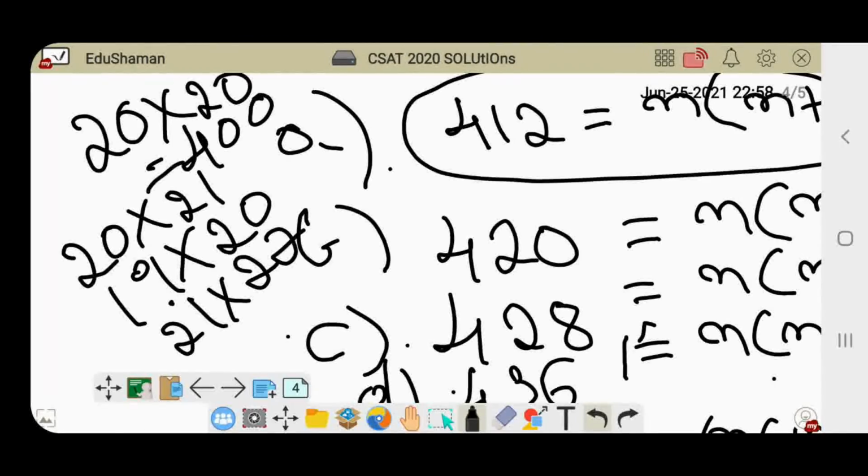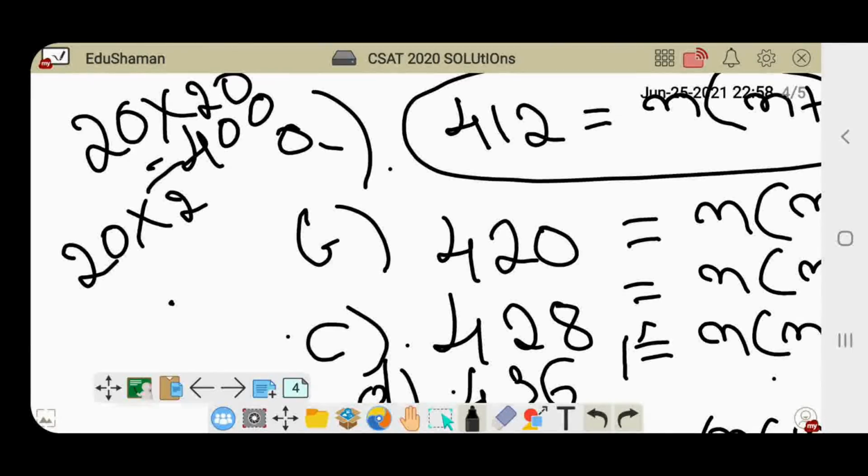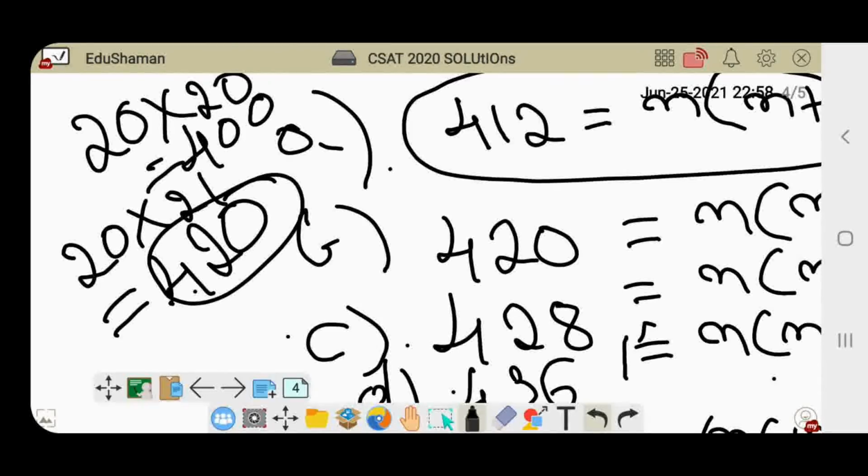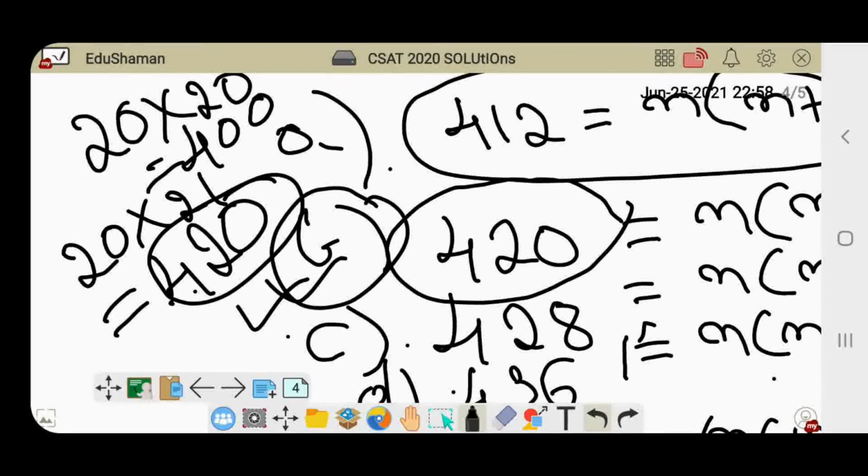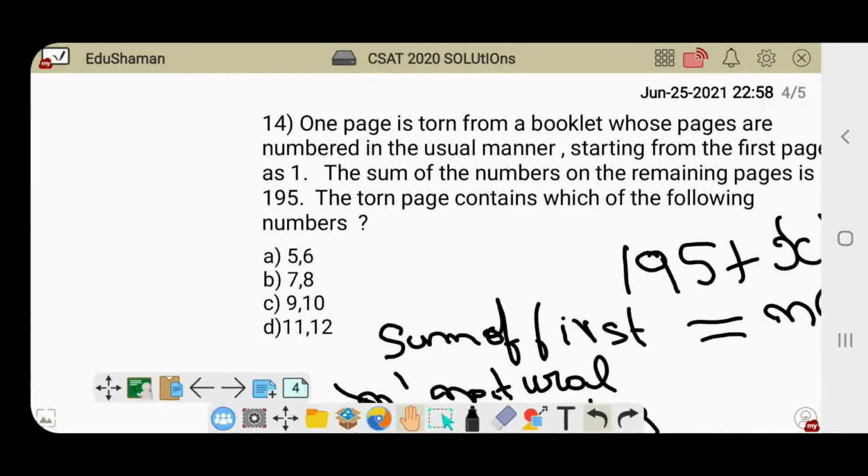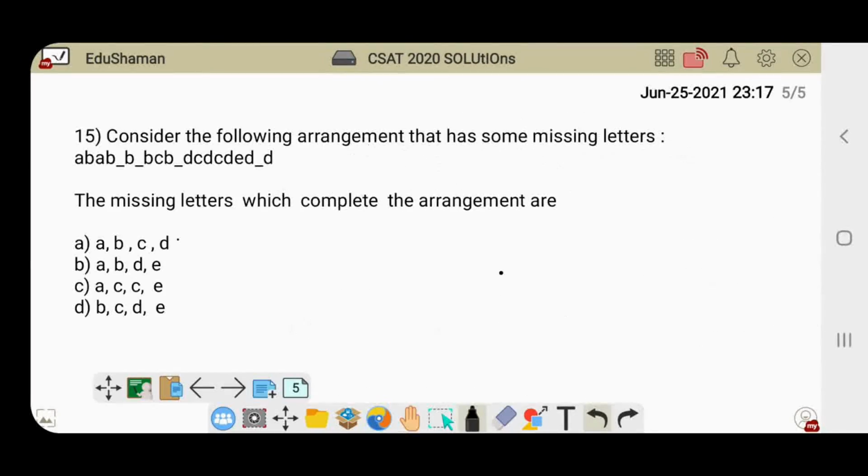So let's check whether 20 into 21 holds good somewhere. 20 into 21 will actually be 420. So we have this option 420 here for option B. So option B is the right answer: 7 and 8, 195 plus 7 and 8. Let's go to the 15th question.